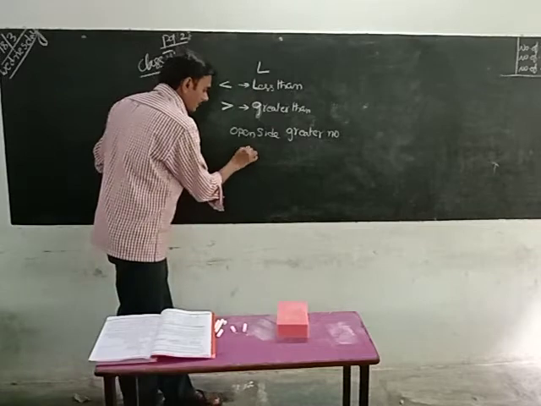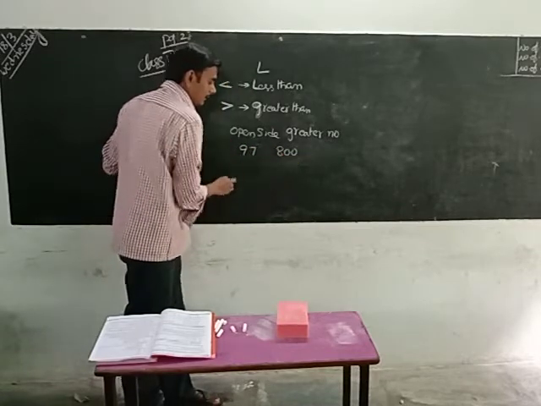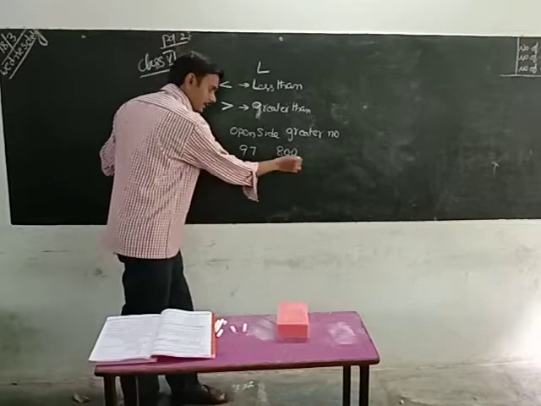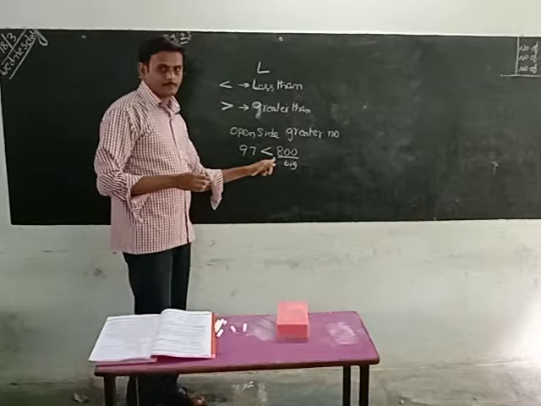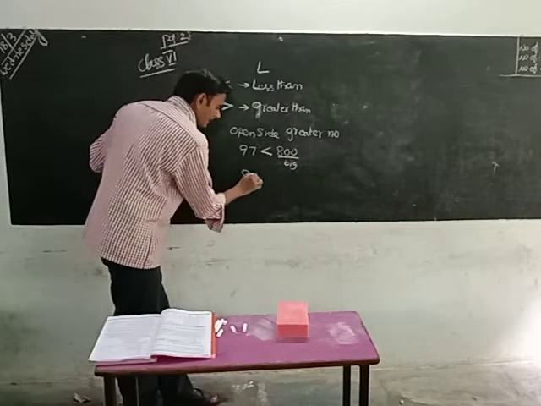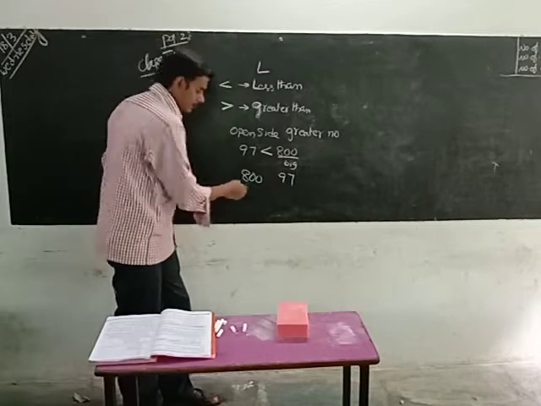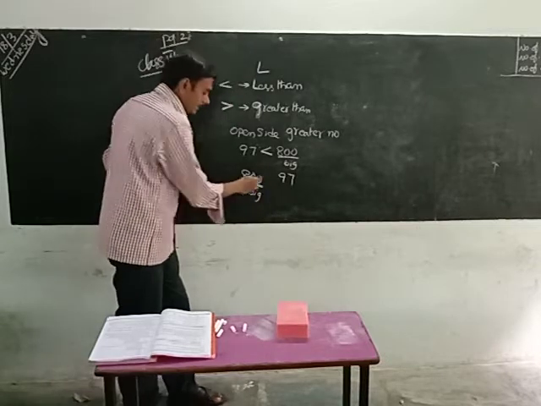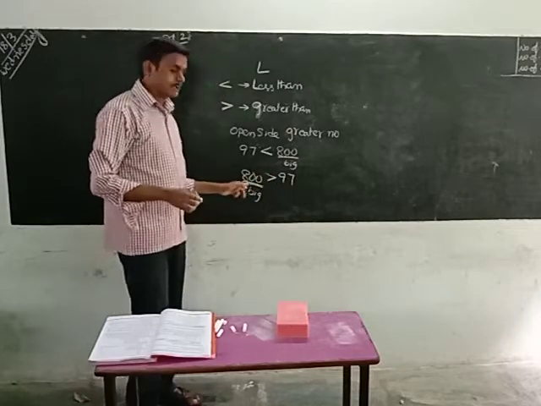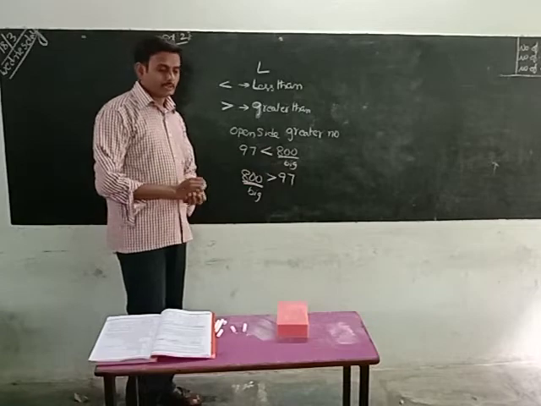That means if you take an example, 97 and 800, in these two, which is bigger? This is bigger. On the big number side only we have to write the open end. For example, 800 this side I have taken, 97 this side I have taken. Which is bigger? This is bigger. That means the open end is always placed towards the greater number.